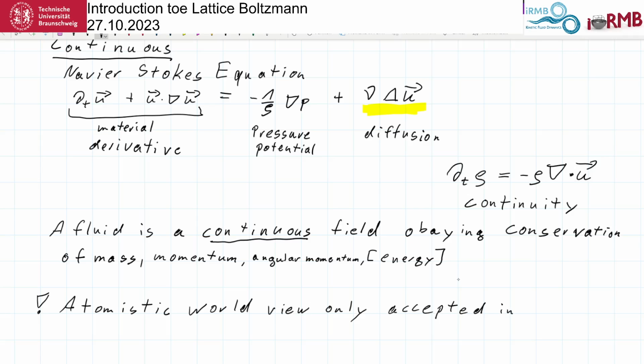and it was accepted in physics in the 20th century only. So it is absolutely recent, actually. And the Navier-Stokes equation is a century older.